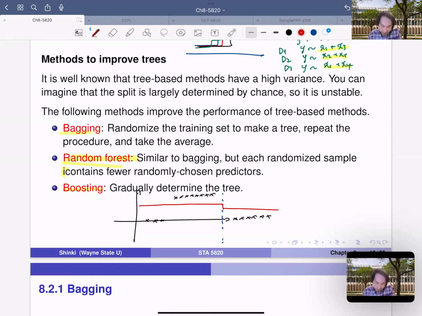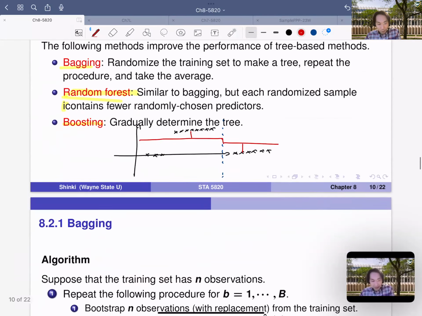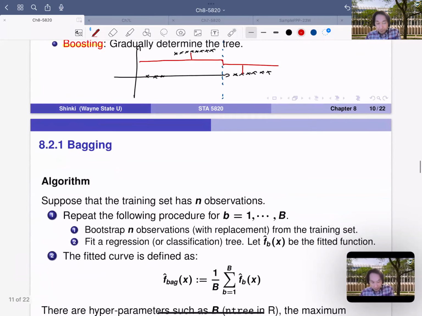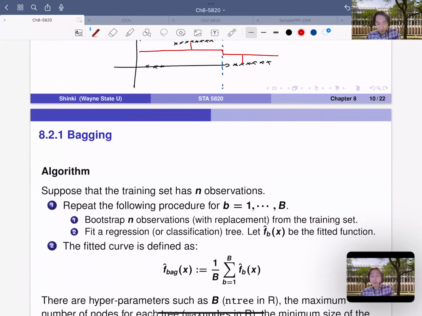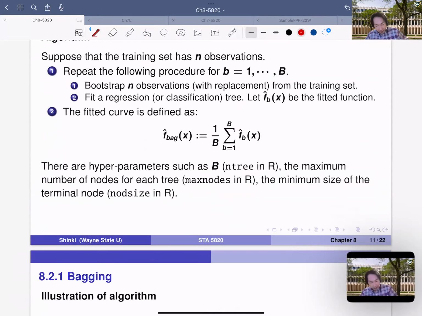Maybe the details are later. It's similar to bagging, but slightly different because boosting is a more sequential method. So we basically take the difference between the fitted curve and the original observations, then we do it. Maybe I explain later why this is different from bagging. Okay, so the detailed algorithm and the examples we discuss next time.